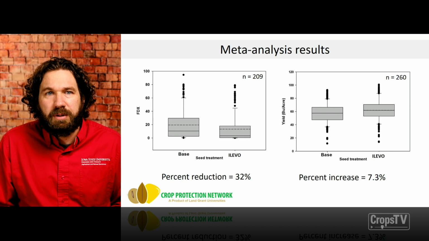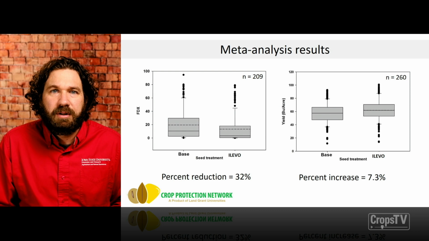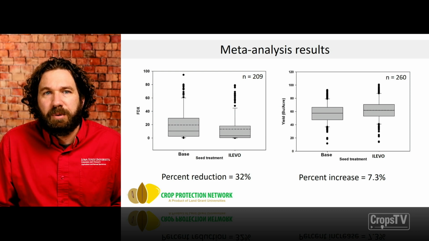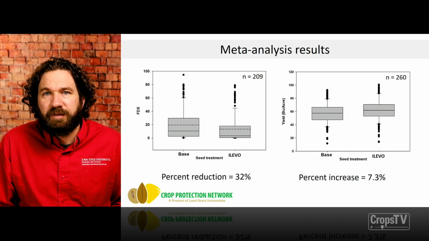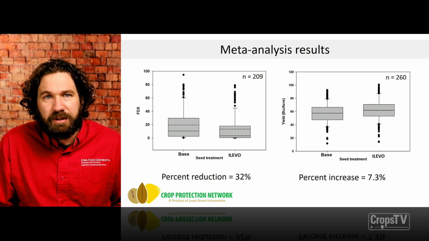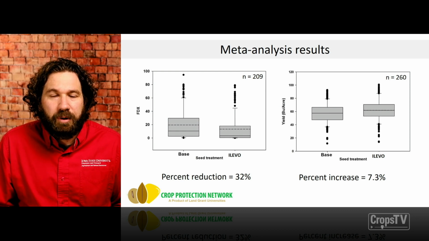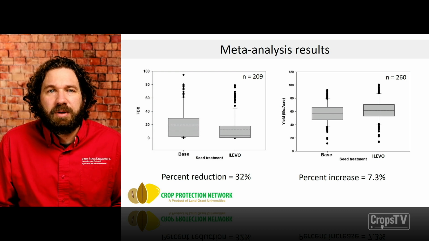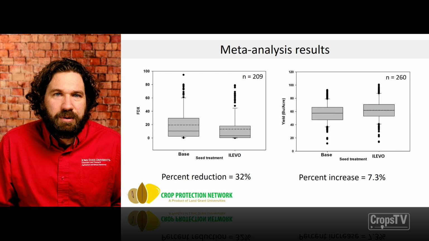Elevo reduced the amount of FDX over, again, this is over 209 observations in that first graph, 32% reduction in foliar symptoms, and that resulted in about a 7.3% increase in yield. And so if you remember a couple slides ago, if you look at the resistant varieties, they were double, or over double that. And so again, the seed treatments are effective. They can reduce disease, but they're not going to be as effective as a really good variety that's highly resistant to SDS.